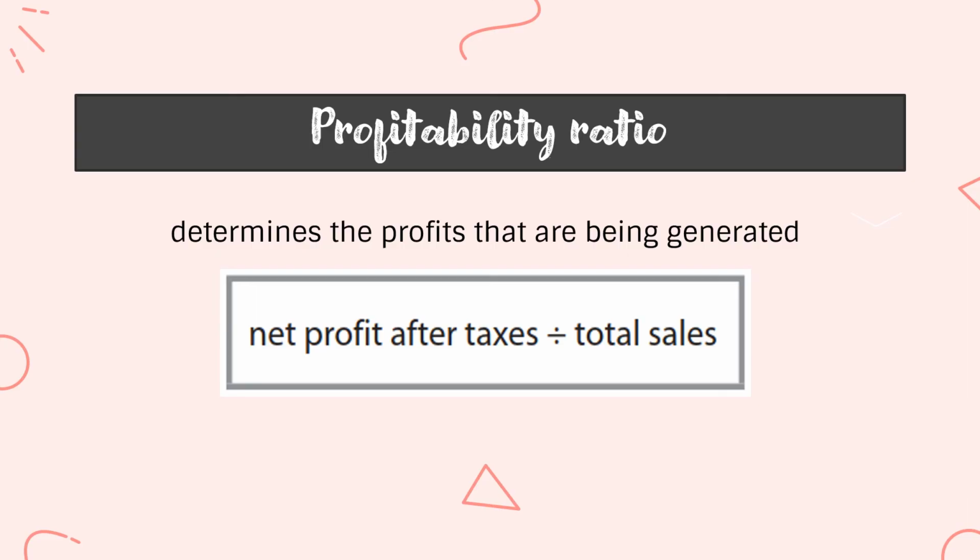Next one is the profitability ratio. It determines the profits that are being generated. When we say profit, it is different from sales. Kasi yung sales, ito yung total na kinita natin. Like for example, all the units we sold is 10,000 units, and then the selling price, or kung magkano natin siya binenta, is 2 pesos. So, 2 pesos times the 10,000 units, that's 20,000. So, our total sales is 20,000.